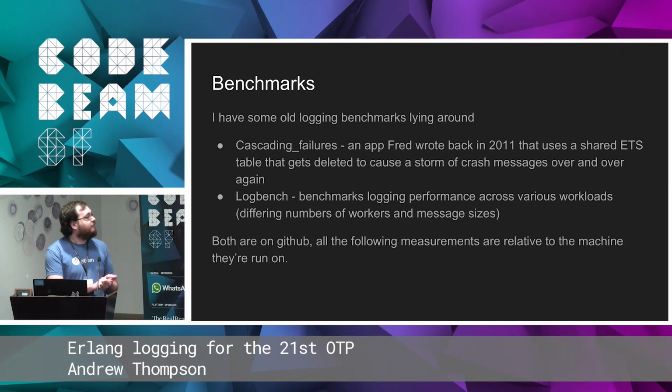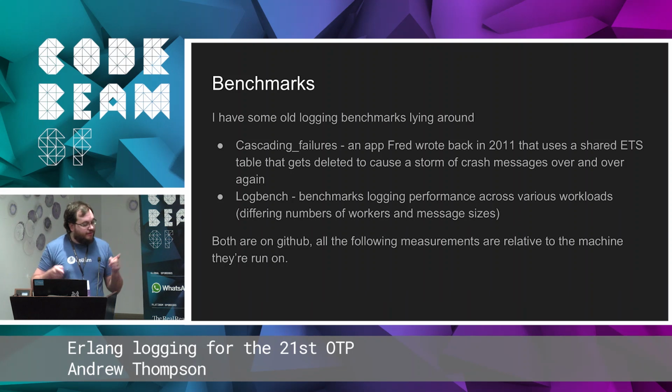I dusted them off to see what it looked like. The first is cascading failures, an application that Fred wrote when he was at AdGear that emulated the failure mode that was killing nodes for them. Effectively, a process opens an ETS table and then spawns a whole bunch of children that all reference that ETS table, and then after a little while it kills the ETS table. All the children try to read from the ETS table, they all blow up, the entire supervisor tree crashes, it all gets restarted, and it happens over and over and over again.